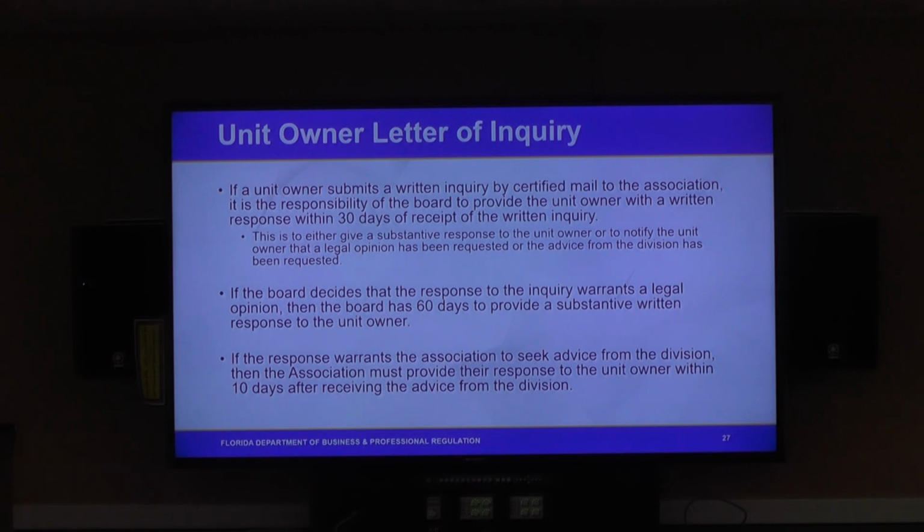So to finish up with that question, we must respond in 10 days. If it is our intention to turn the inquiry over to the division, how much time then does the division have to respond if you have no jurisdiction? And at what point do we finally tell the unit owner, you're out of luck?